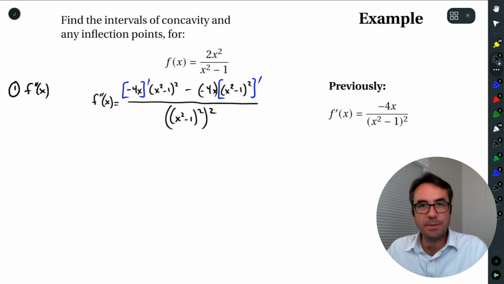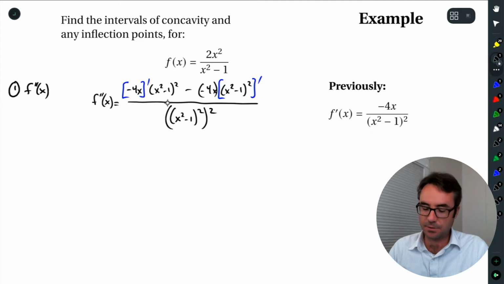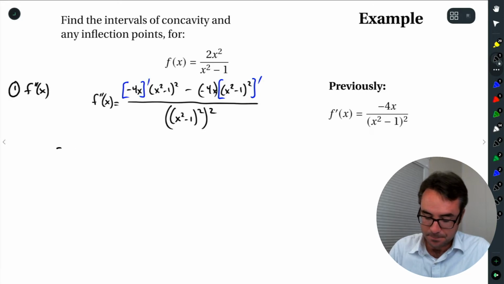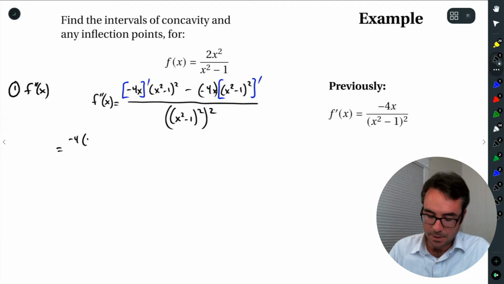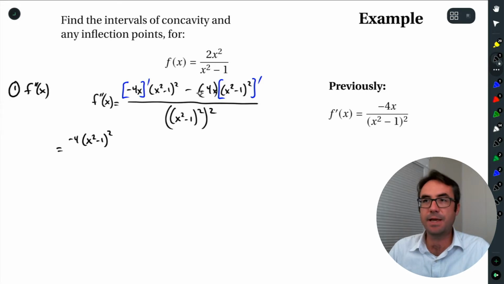Now we keep differentiating, and we have to go through the work to simplify it. So let's finish differentiating here. And we're going to need some space. So the derivative of negative 4x is negative 4. And then we have x squared minus 1 squared. Then we have a double negative here. Let's just clean that up as we go along. So that'll be plus 4x.